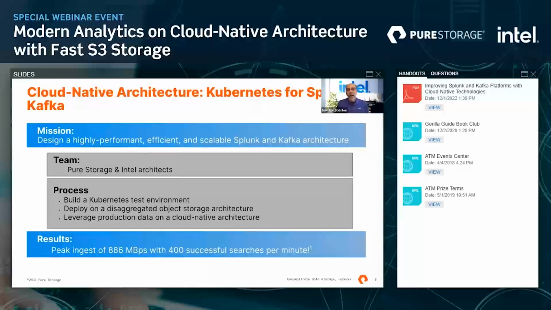So what did that mean? We were able to hit a peak ingest rate of 886 megabytes per second with 400 successful searches per minute. Later on, you're going to hear a little bit more about that, where you would be able to see what it would be per day. But these are astounding numbers. And as we go through the rest of this presentation, you will realize that as well. Next slide.